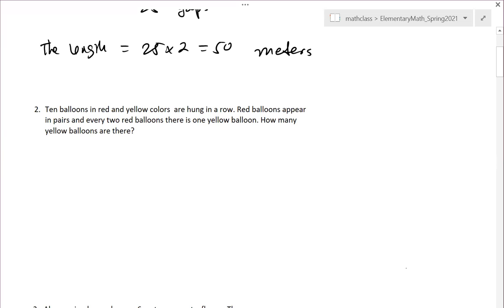Yep. So 10 balloons in red and yellow colors are hung in a row. Red balloons appear in pairs, and between every 2 red balloons, there's 1 yellow balloon. How many yellow balloons are there? 10 total, right? 10 balloons. Okay.